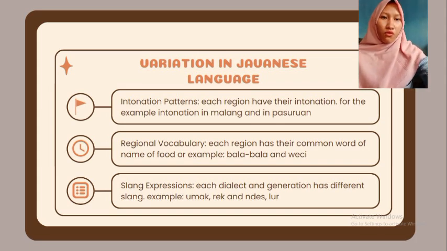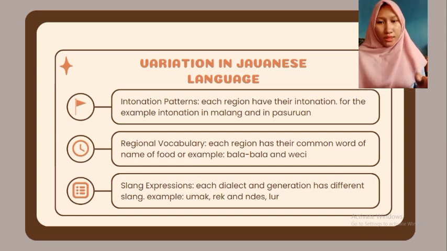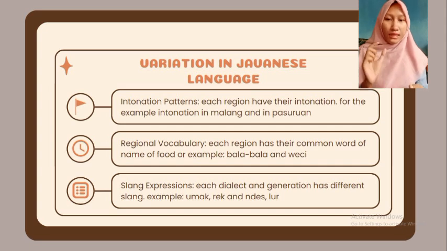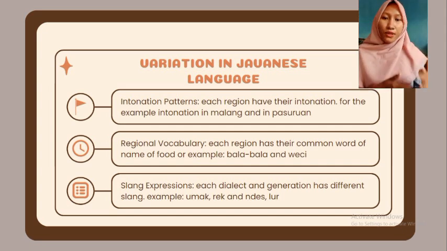So let me give an example. The first example here is the intonation pattern. There are some variations in intonation in every language or dialect, even though they are actually the same. It is Javanese, right? But here in Malang, the intonation pattern is quite different from Pasuruan. My father is actually from Pasuruan, so I know a little bit. And my mother is from here in Malang.